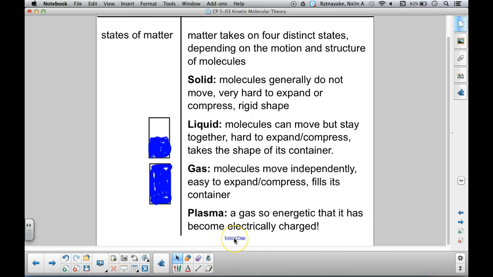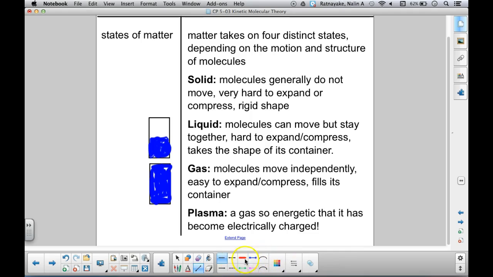And then finally, a plasma is a gas where there's so much kinetic energy, so much energy of the particles, that they actually can't get any more kinetic energy, and we have to start removing electrons to give the energy someplace to go. And that gas now becomes electrically charged, and we call it a plasma.